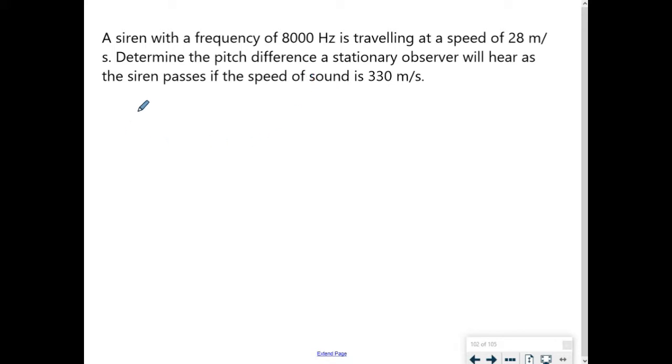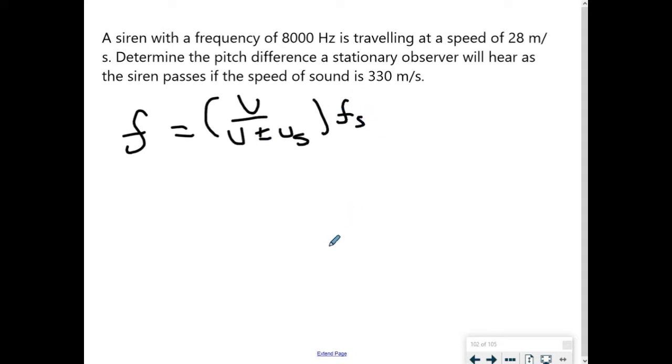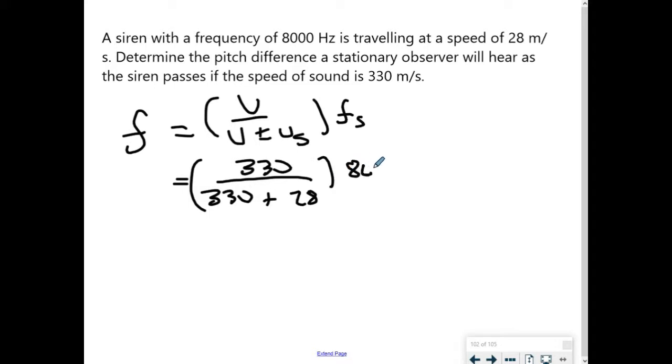Anyways, let's try our example. F equals V over V plus or minus Vs, and all of that gets times by Fs. So let's plug in some values. We know that the velocity, we're going to go with 330. Just recognize that it's not always 330 exactly. Okay, I'm going to add 28. And then I'm going to times all this by 8,000.